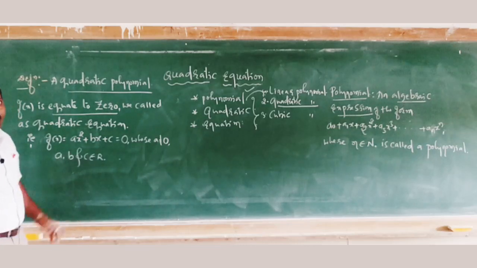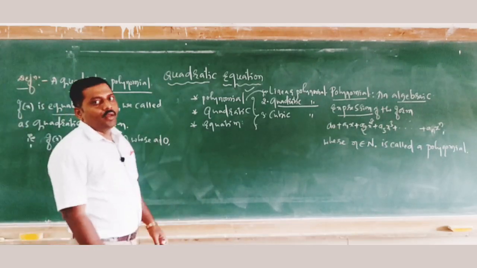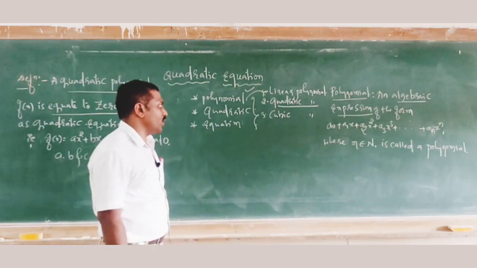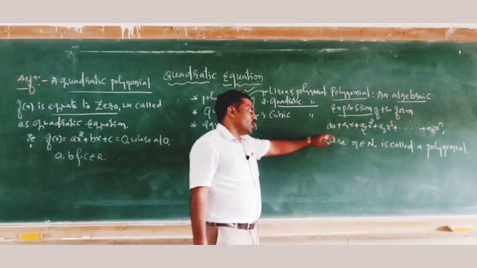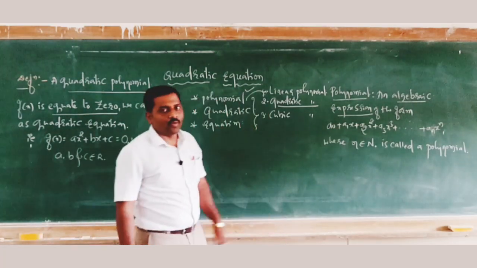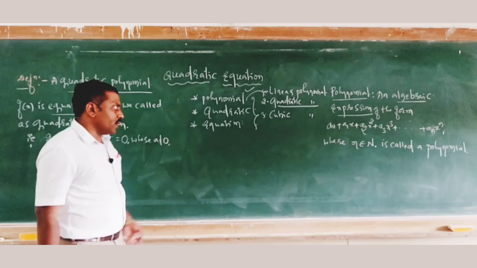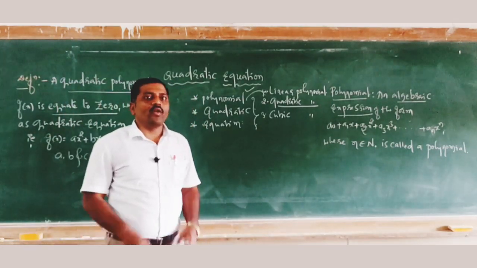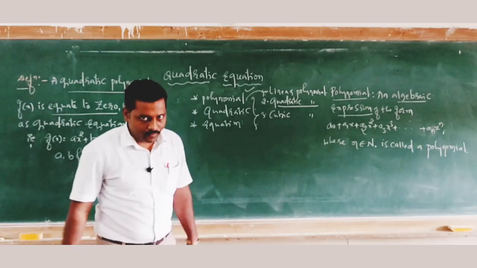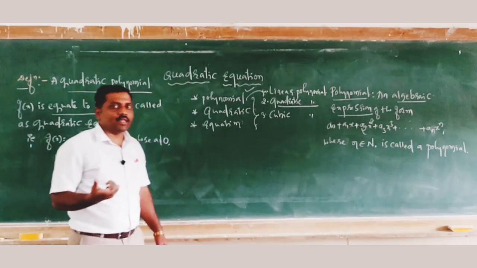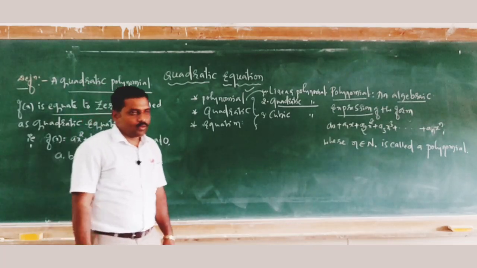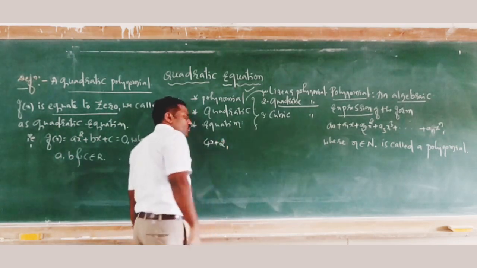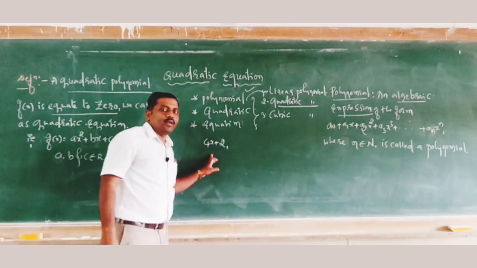So already I know that a polynomial is an expression involving many terms. In the polynomial there are three types. So linear polynomial is the polynomial of degree 1. The polynomial of degree 1 is nothing but a linear polynomial. So for example, here it is 4x plus 2. This is a linear polynomial.